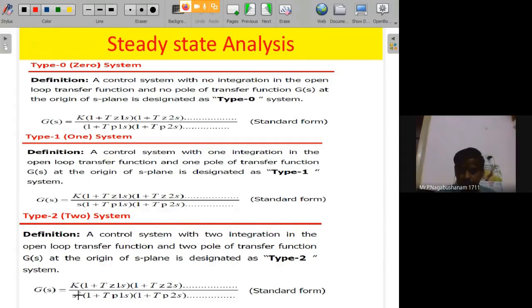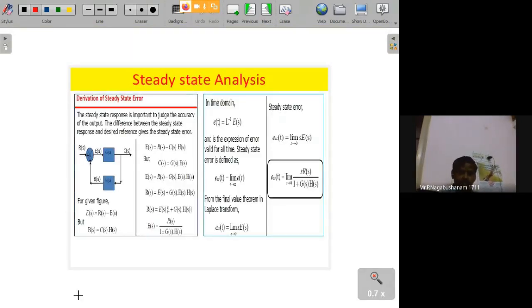Why am I studying the type of a system? It deals with the steady state error. Before going to the steady state error, let me show the derivation part. The derivation is not required, but I will explain how I get it for some students. This is E(S), the output of the summing point. E(S) is equal to R(S) coming towards the summing point with a plus symbol, and this is the negative feedback. Let us assume I'm going to use negative feedback.